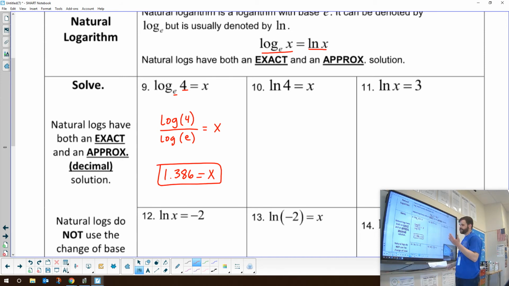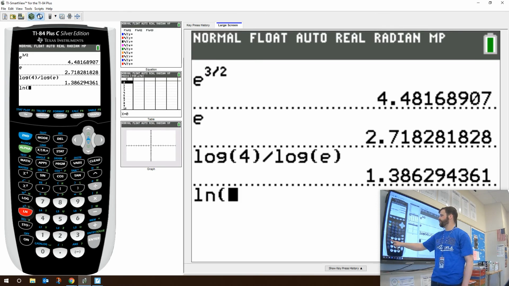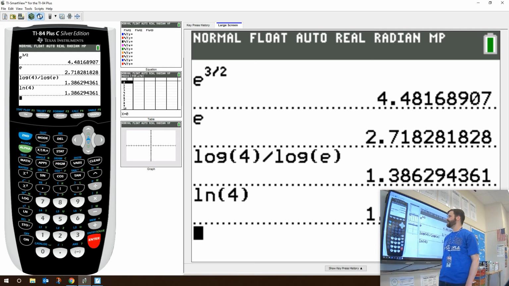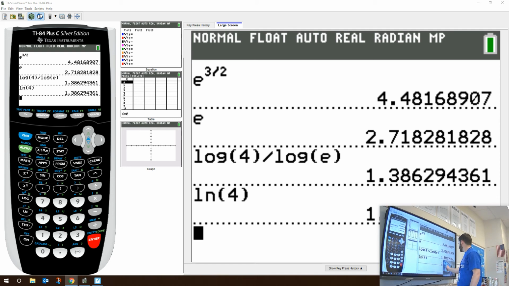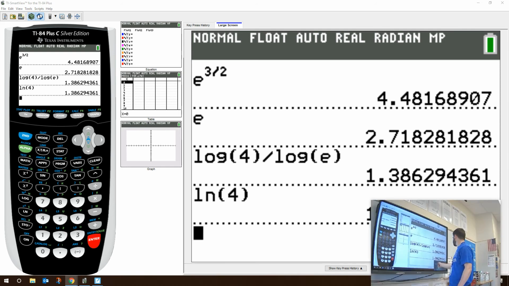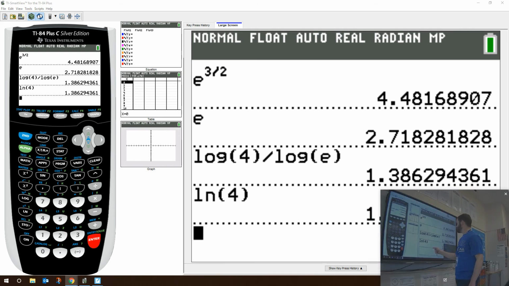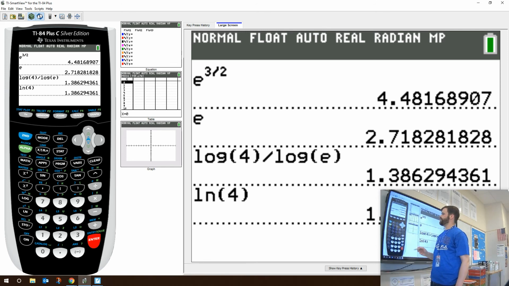Okay? So same thing. But I want you to look here at the next one. This one has just ln of 4, natural log of 4. And we can just do the same thing with our calculator. We can just pull up our calculator and go ln, natural log of 4, close the parentheses, hit enter. Oh, but check this out. These two are equal to each other. Isn't that crazy? These two are equal to each other.